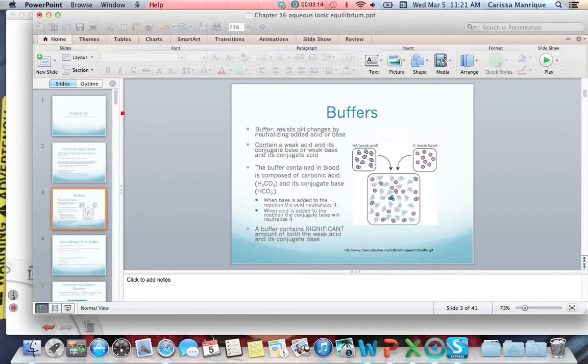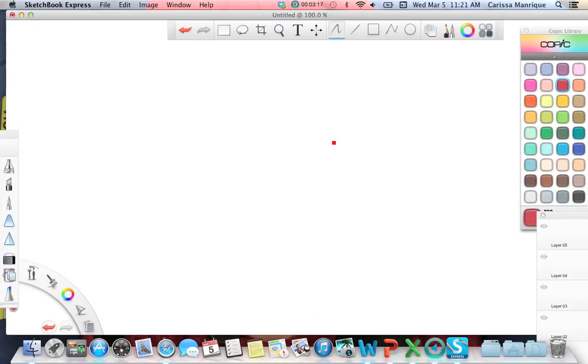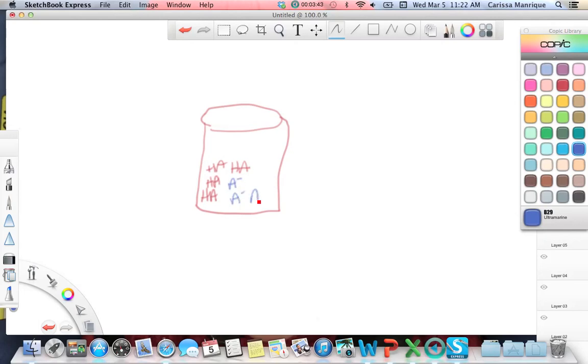Okay, so I have my buffer. Let me draw this. Here's my beaker. Inside of here, let's say I have some acid, I'm going to write HA for acid. And let's say over here I add some base in here too, so I'm going to represent that with A minus, A minus, A minus, A minus. So in here I have some acid and some base, so weak acid to weak base. So this is a buffer solution, and this maintains the pH.